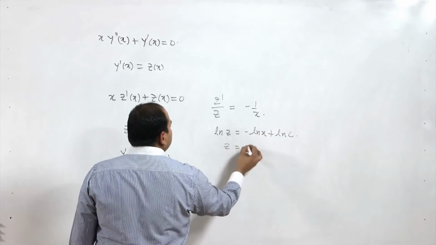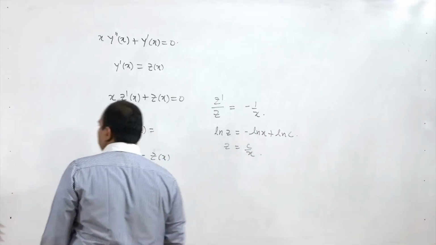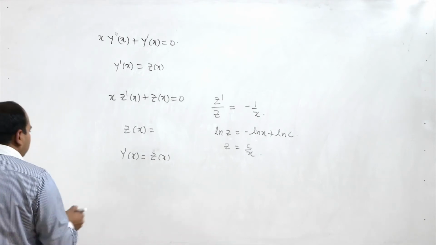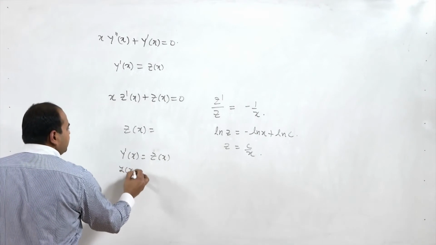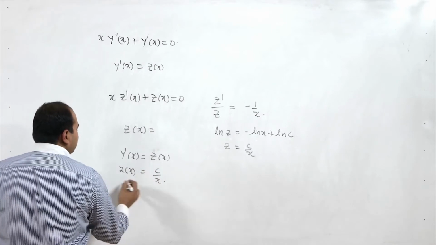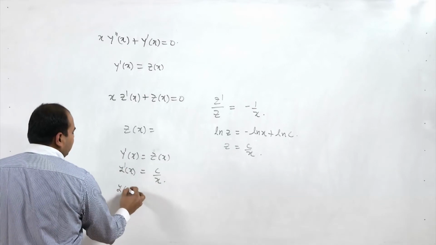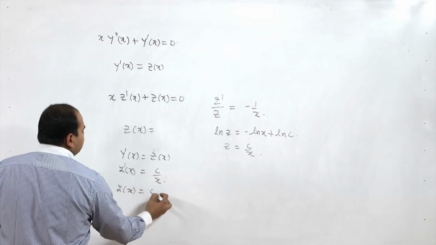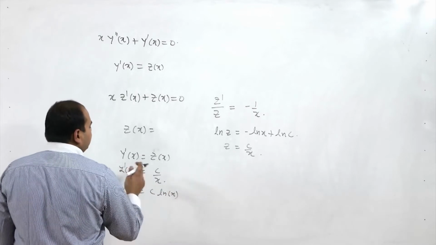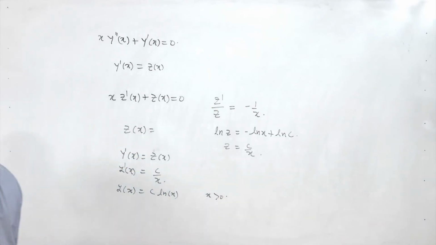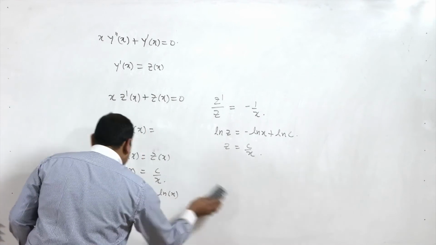So z is equal to c by x here. Using this, you can find out y(x) here. So y'(x) equal to c by x. So y(x) is going to be c ln x. Here we simply say that x is greater than 0. This is just to define it.